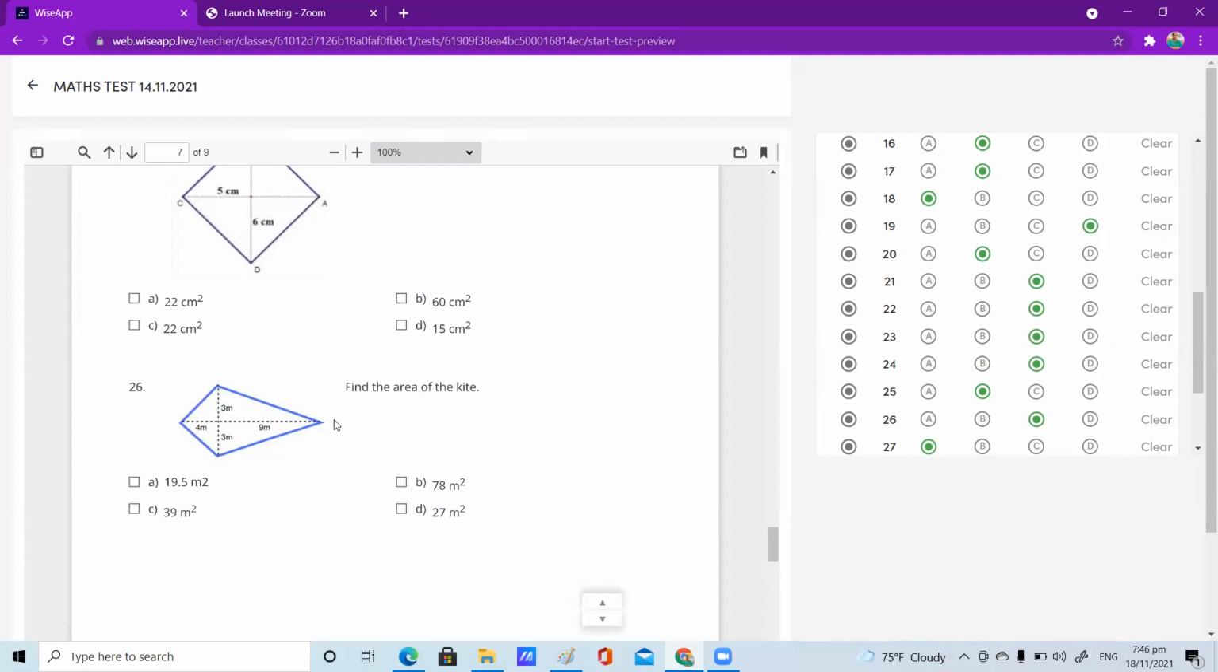Ma'am, same way here. 9 3s are 27. No, 6. Half of it you are supposed to do, right? Half base into height. Oh, okay, ma'am. Then 27 plus 12, 39. Got the same. That's all. 39 meters square. Option C is correct, right?